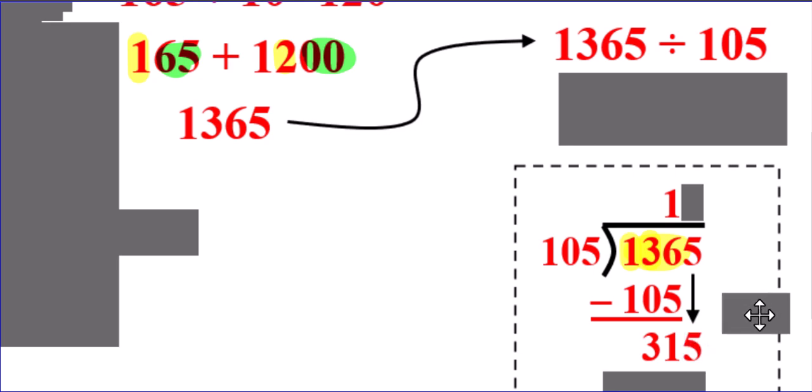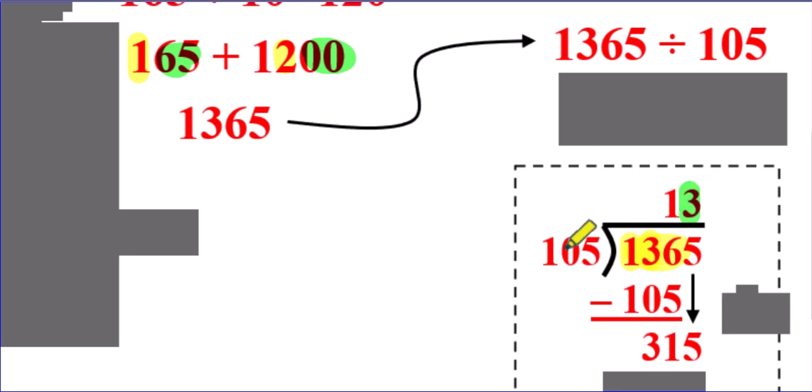I will now bring down the 5, and now I'm going to ask myself, how many of these 105s will fit into 315? Well, you probably thought to yourself, if I had 100 exactly, and this was 300 exactly, 100 times 3 would make 300. Yeah, that's a good way to think about this. 3 of these 105s can fit into 315.